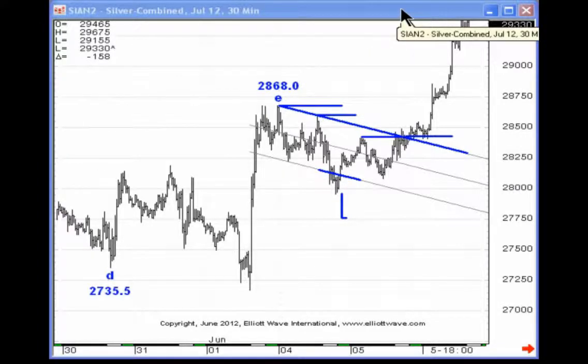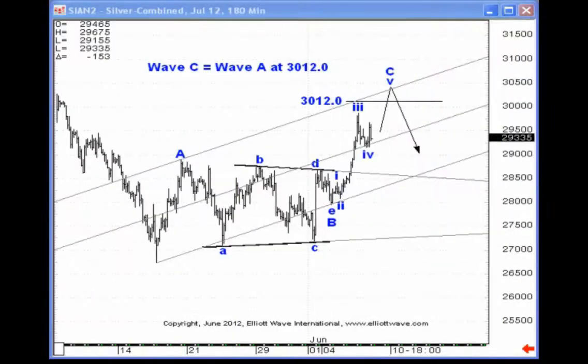Well, very simply, triangles can occur by themselves in the wave 4, wave B, or wave X positions. And we started with the idea in silver that this was a contracting triangle. I still believe it is a contracting triangle, but a contracting triangle B wave. Here's my wave A, B, C, D, E. This explains the contracting nature of the market we've seen the last few days.